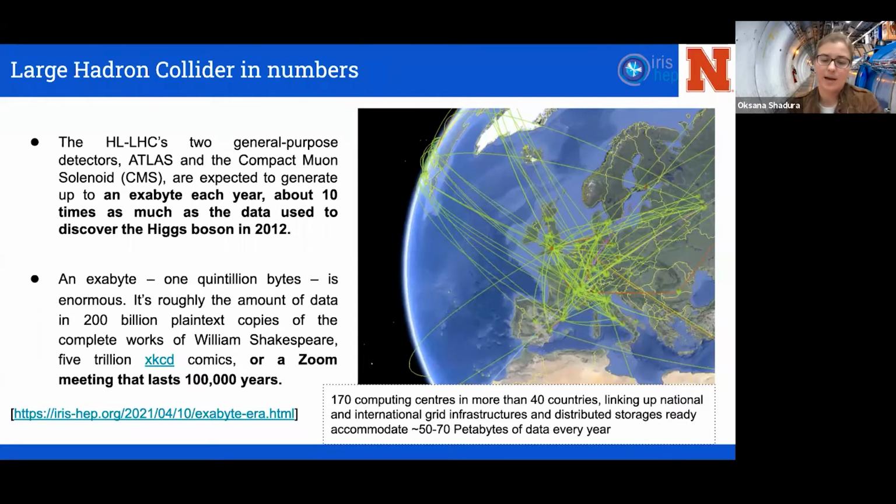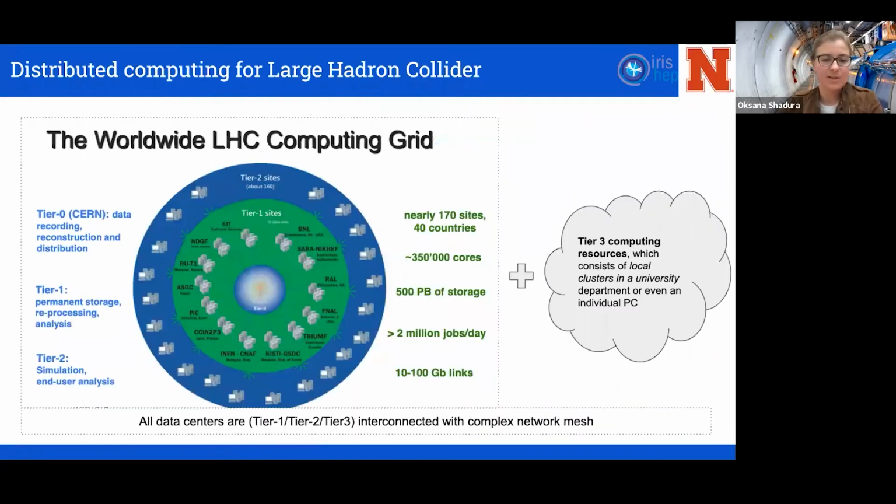Well, we organize a network, a grid of 170 computational centers in more than 40 countries, which are linked with the network and provide distributed storage. It looks a bit like an onion structure. So we start with CERN, which is tier 0, in the center.